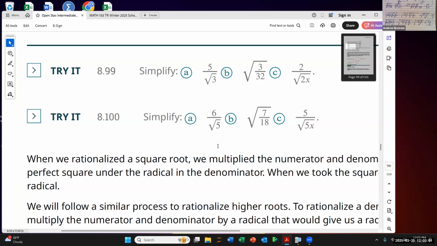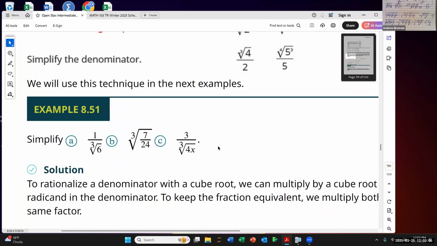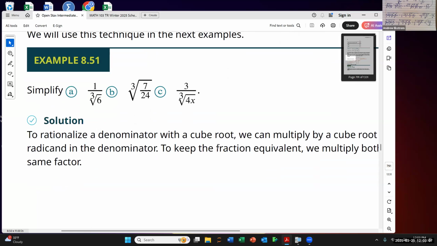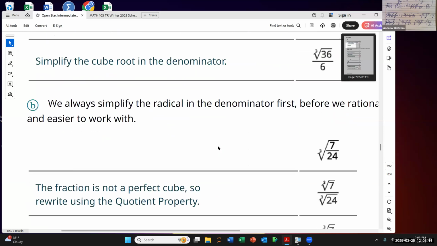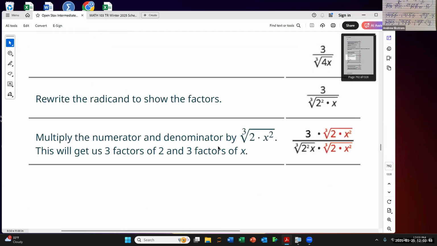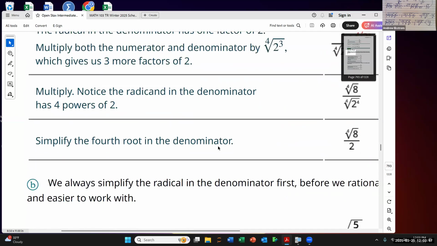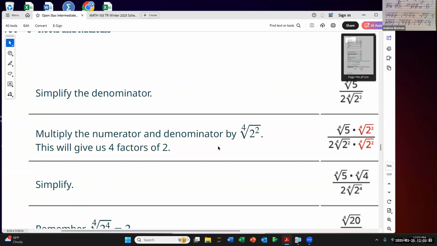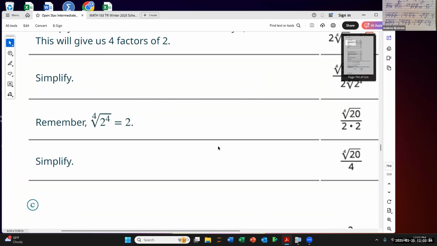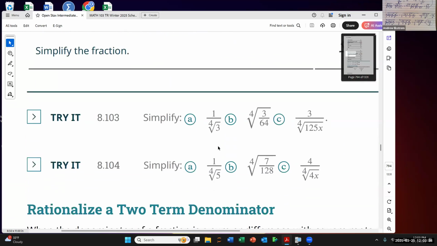Why am I going over these quickly? Well, same idea here. And then, come on. And then we get to, well, some of these.